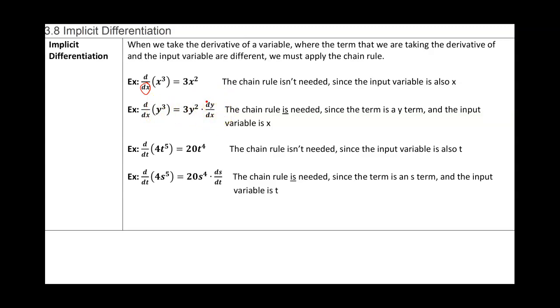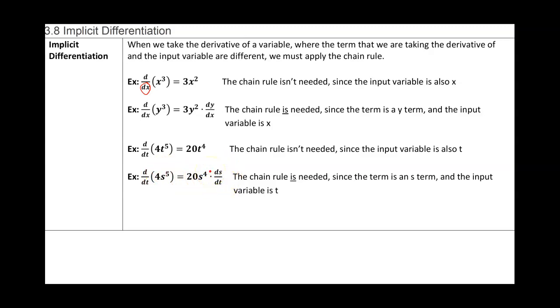Here's another example. Let's say we take the derivative with respect to t of 4t to the fifth. So the input variable is t and the term is t to the fifth. They match, so we don't need the chain rule. 5 times 4 is 20, subtract 1, we get 20t to the fourth. But if we take the derivative with respect to t of 4s to the fifth, where the input variable and the term are different, then we still do 5 times 4 is 20s to the fourth, but we have ds/dt.